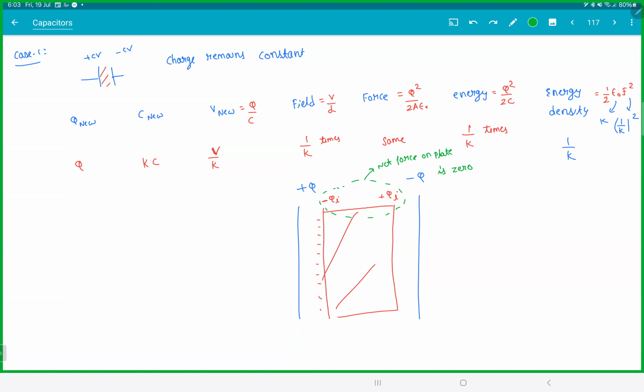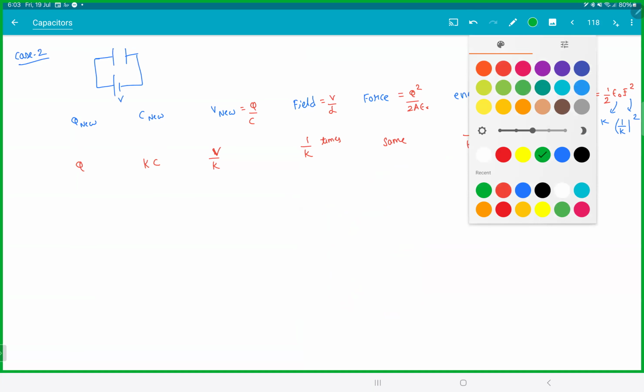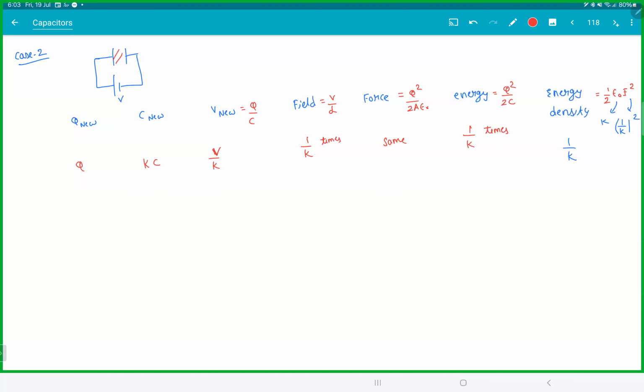Clear? The field becomes 1 by K only inside the dielectric. That is, if the field outside is E, then it is E by K there. Don't use this field on this plate. Now what? This becomes KC. This will remain V. This will become KQ. Field will be, potential is same, distance is same. This will remain same.